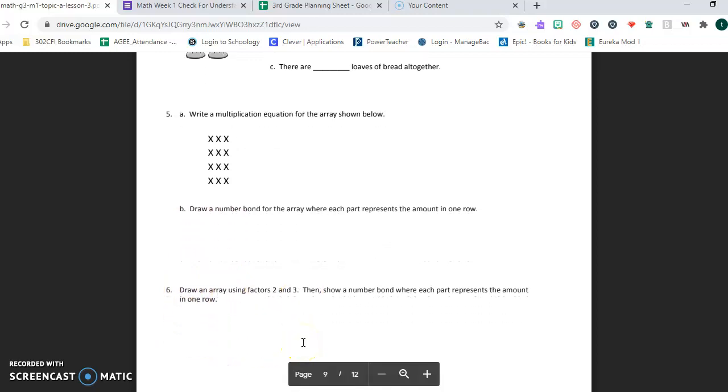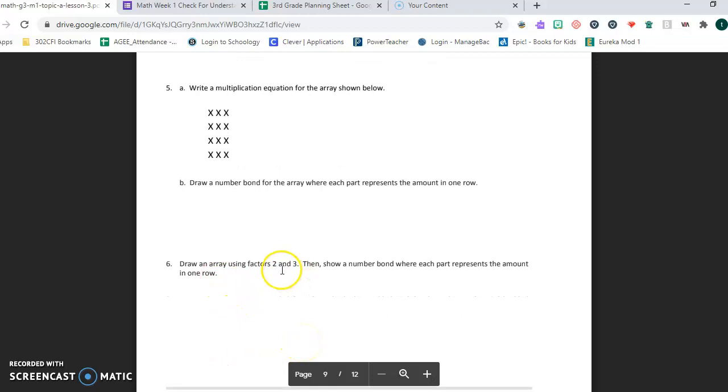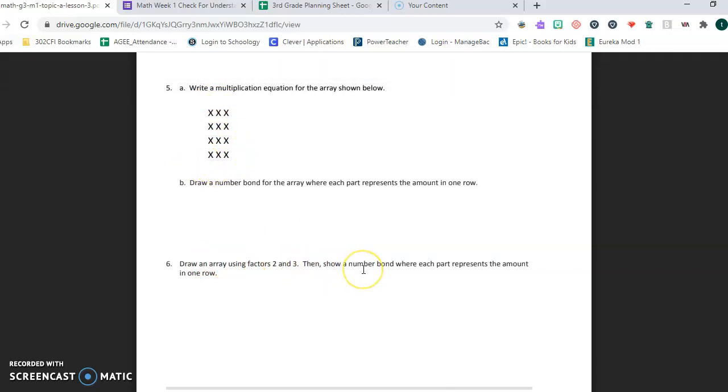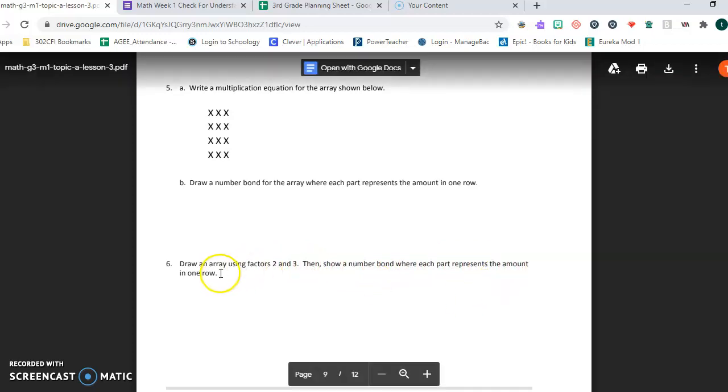And then it says draw your own array. So draw an array using the factors 2 and 3. So it's either 2 times 3 or 3 times 2. And you have to draw an array that represents that. You can use X's just like this. Then show a number bond where each part represents the amount in one row.